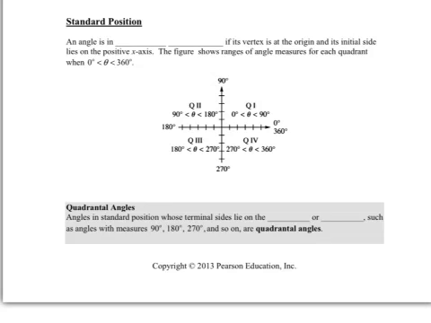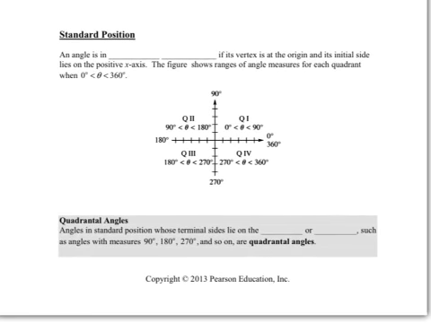So now if we scroll down the page, we're talking about standard position. An angle is in standard position if its vertex is at the origin and its initial side lies on the positive x-axis.